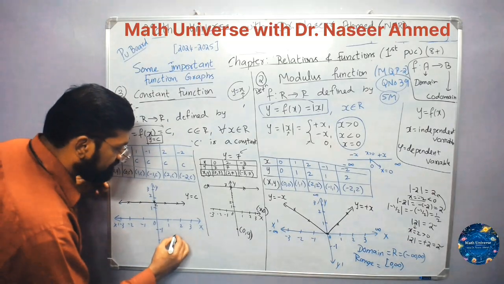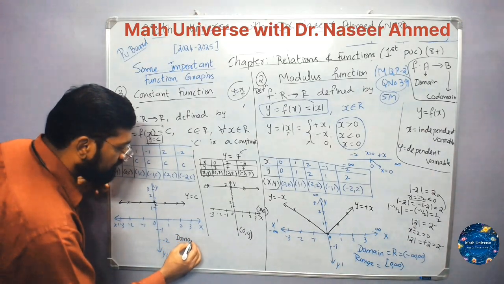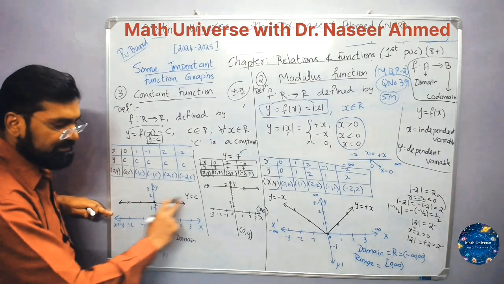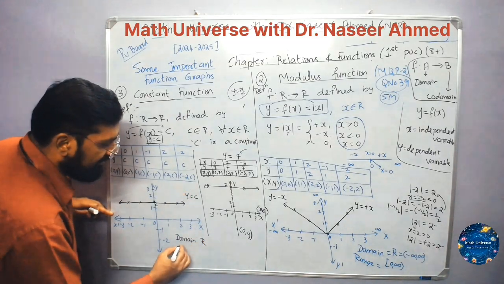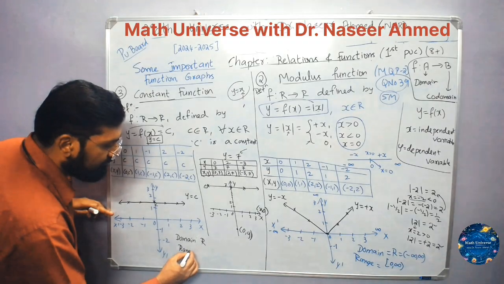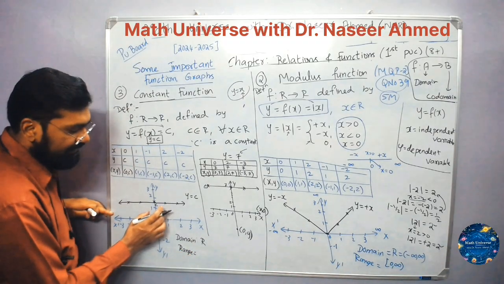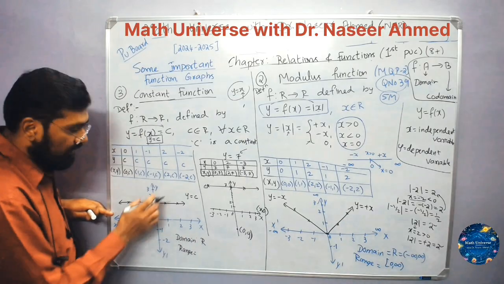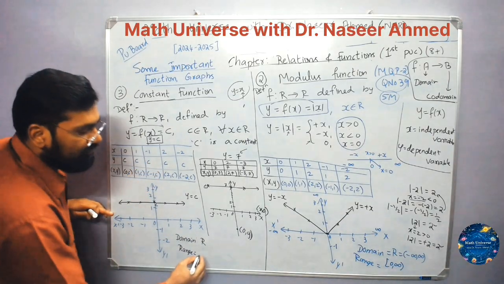Now, what is the domain? Domain of this: see all x values. For all these x values, the graph is present. So domain is R. Now see the range. Do we have any graph below c? See carefully, the black color, whatever line I have drawn. No. Above c? No. Only at c we have got the graph.